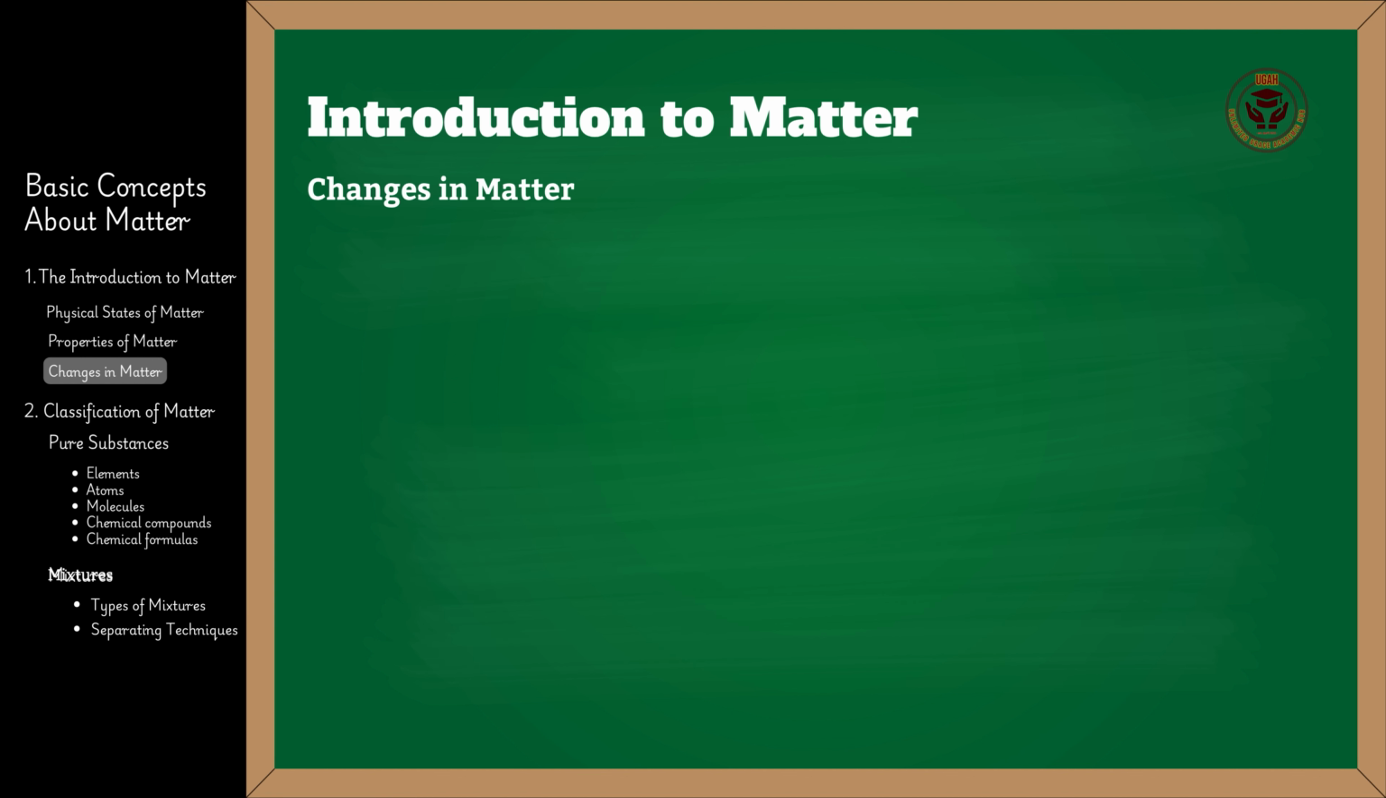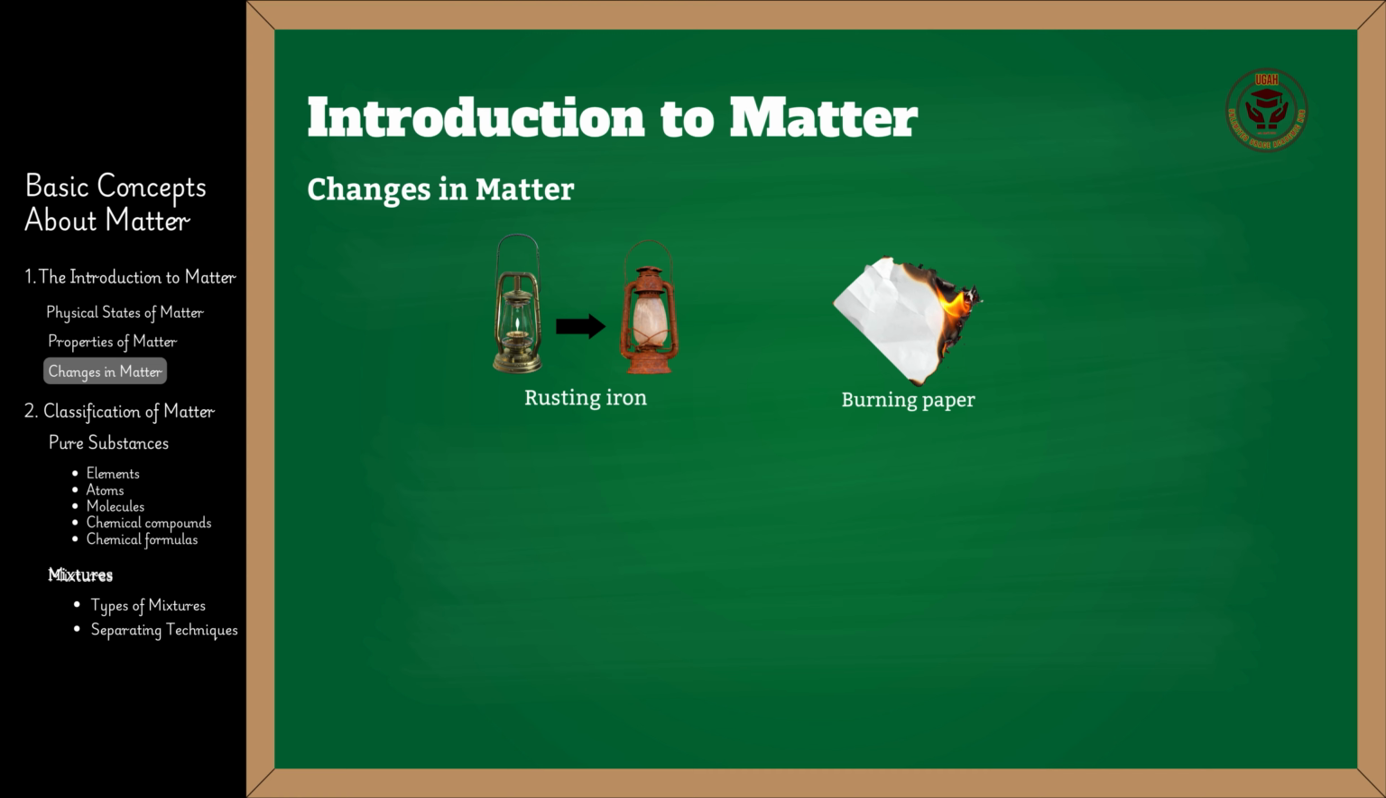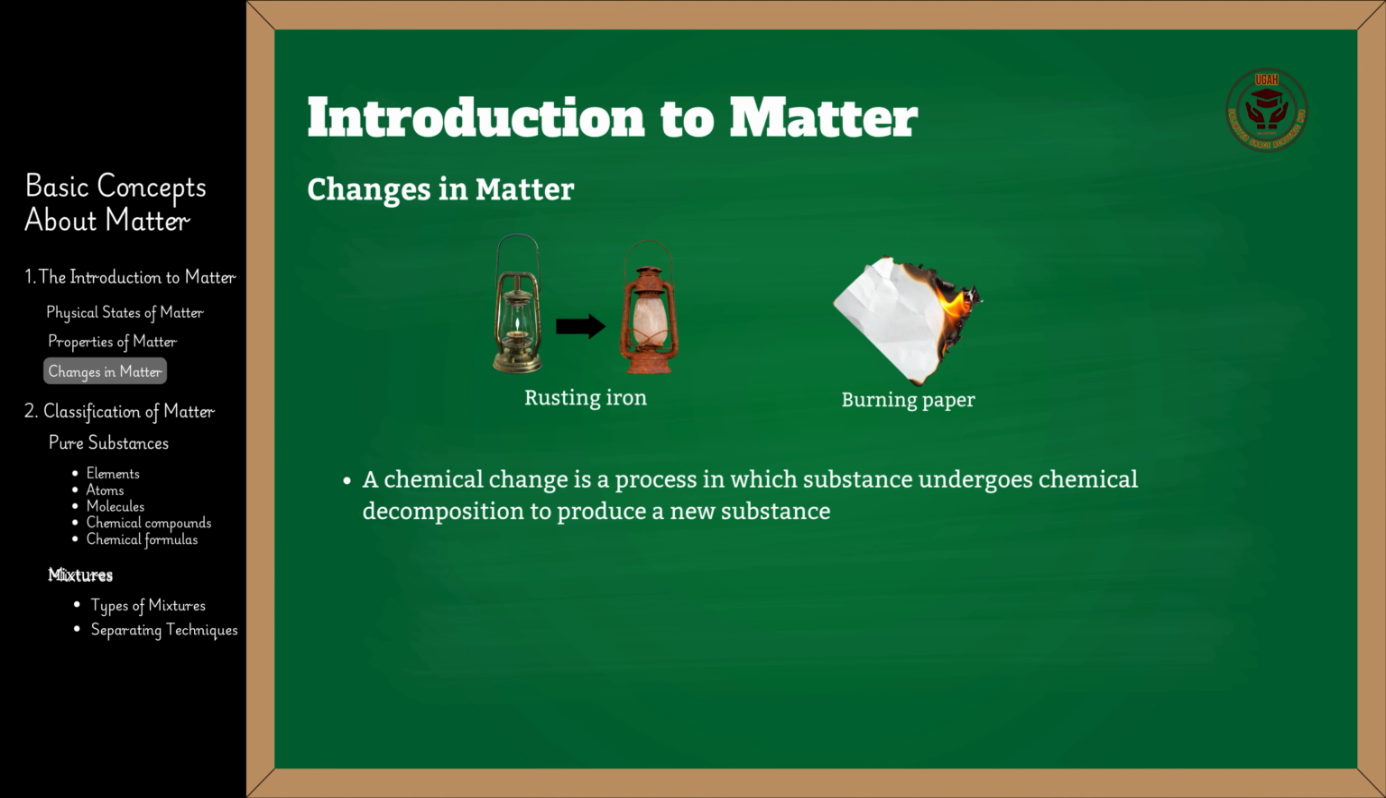And let us look at a chemical change. When this lantern is exposed to water and air, it changes to another substance because of a chemical change. Likewise, when you look at this paper, when it burns it leads to ash. A chemical change is a process in which a substance undergoes chemical decomposition that produces a new substance.